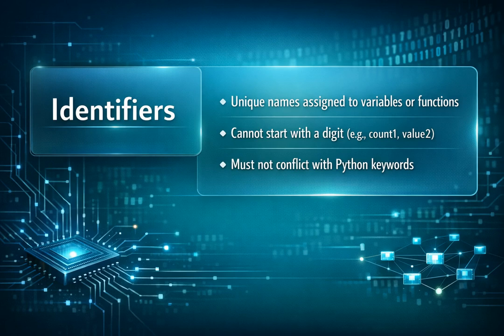Identifiers are the names we give to variables, functions, and other entities in our program. An identifier must start with a letter or underscore, cannot start with a digit, cannot be a keyword, and cannot contain special symbols like the @ sign or hash.